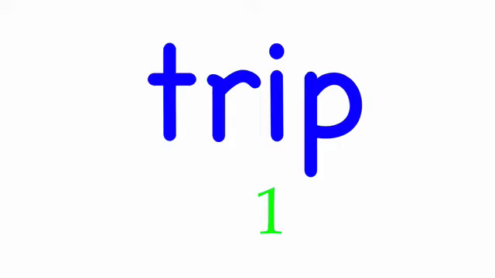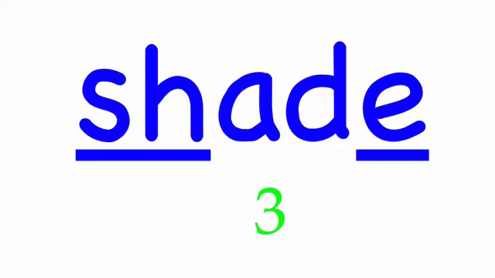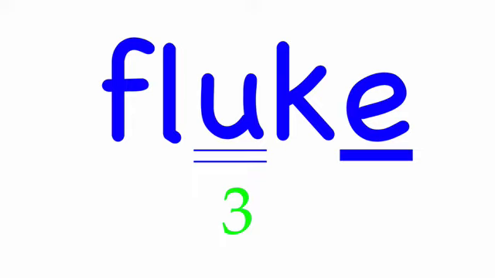Shade. That tree gives excellent shade. Shade, 3 sounds. Sh, A, D. Shade. Fluke. The outcome of the game was a fluke. Fluke, 4 sounds. F, L, U, K. Fluke. Here, U is double underlined because U is representing its second long sound, OO.